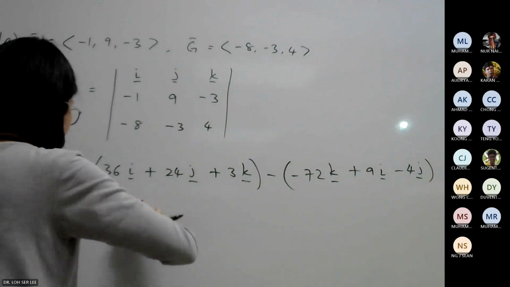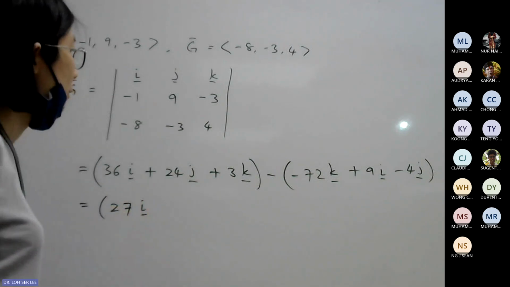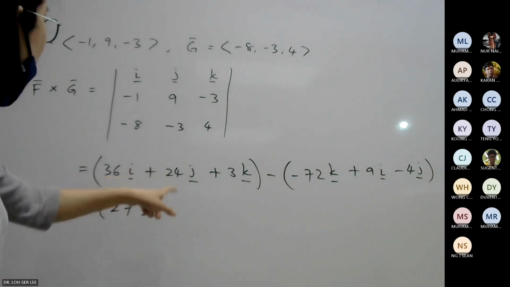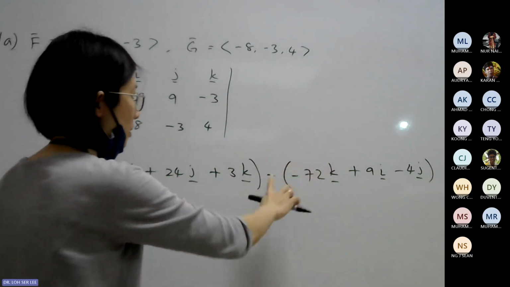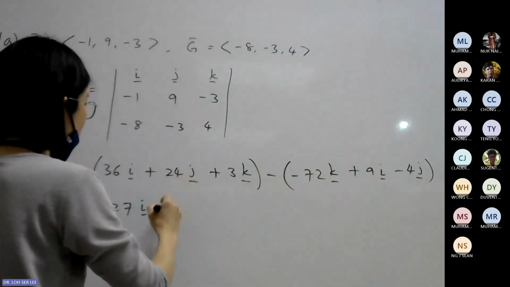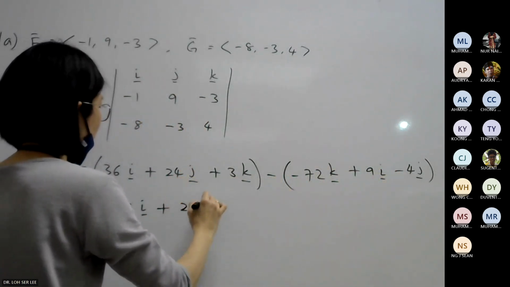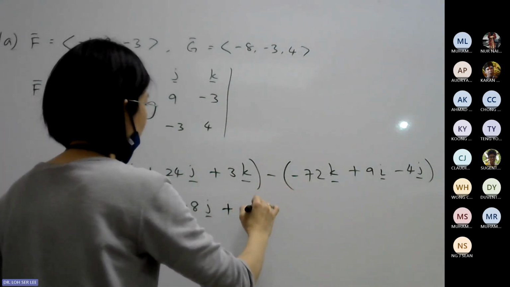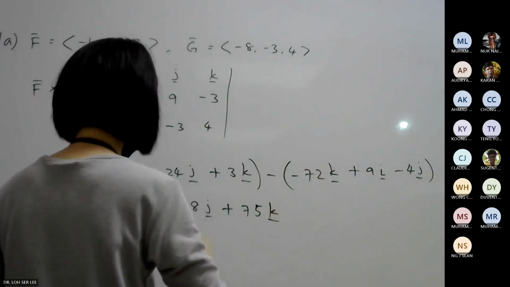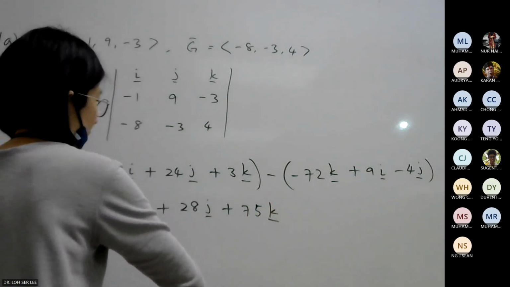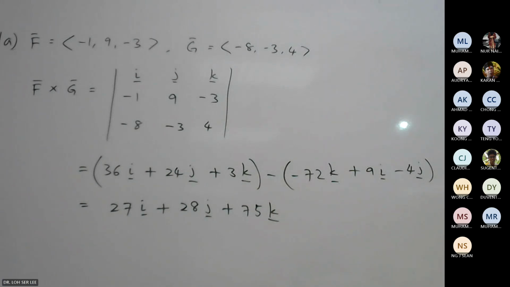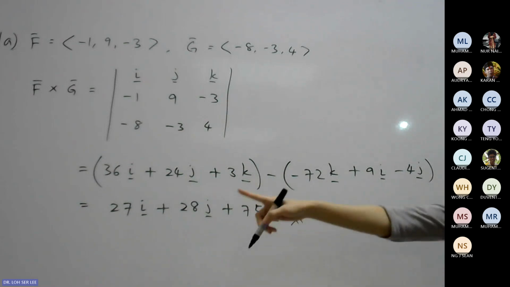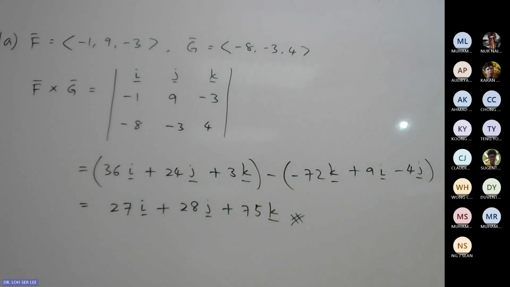Okay. 27. Then J with J. So this is plus, 24 plus 4. And K with K, plus 75 K. So either you give your answer in this form IJK or the one with bracket.